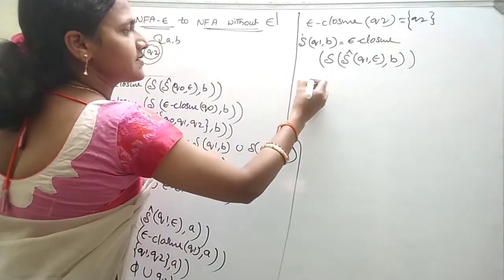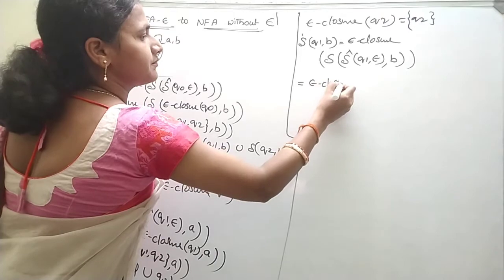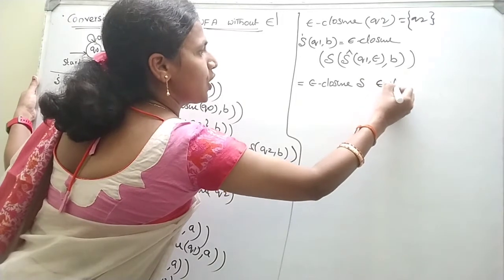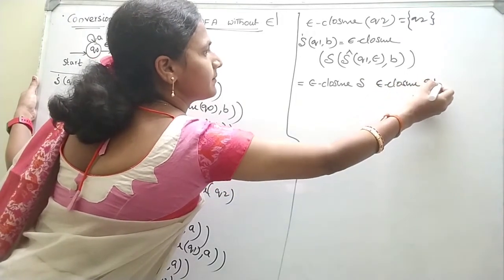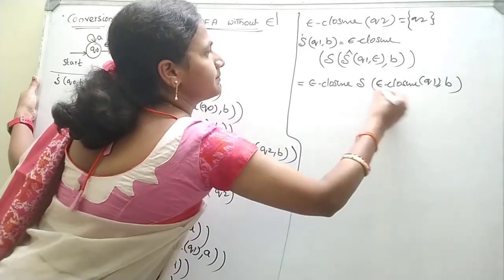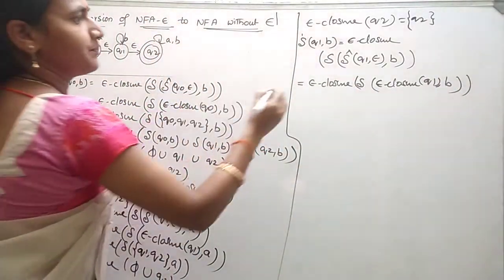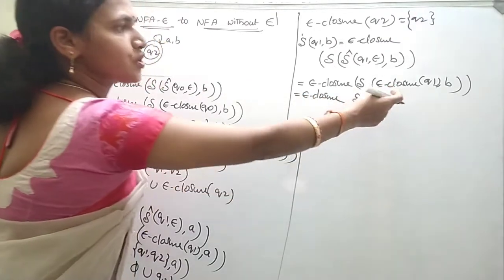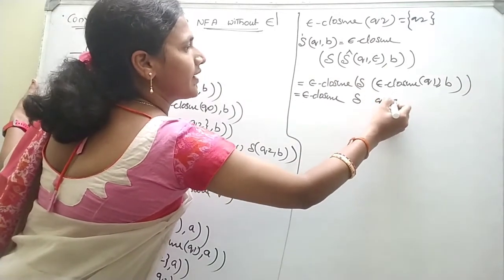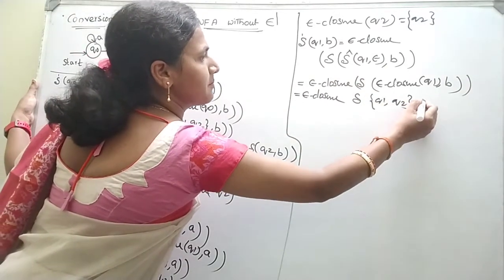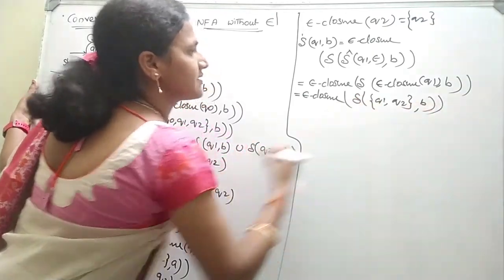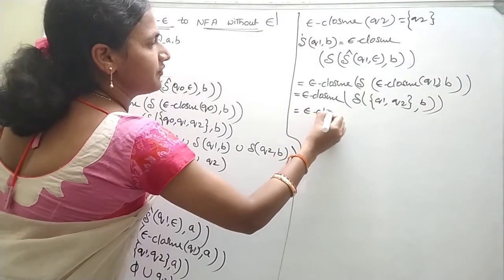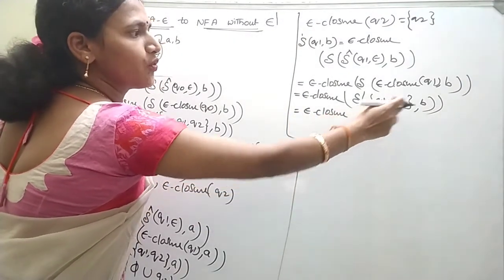So this can be written as epsilon closure of delta cap of Q1 comma epsilon, which is nothing but epsilon closure of Q1 comma B. Now this can be written as epsilon closure of Q1 comma Q2, since Q1's epsilon closure is Q1, Q2. By getting input symbol B, we are supposed to compute the transition function. Isn't it? Now epsilon closure of, what is delta of Q1 of B?